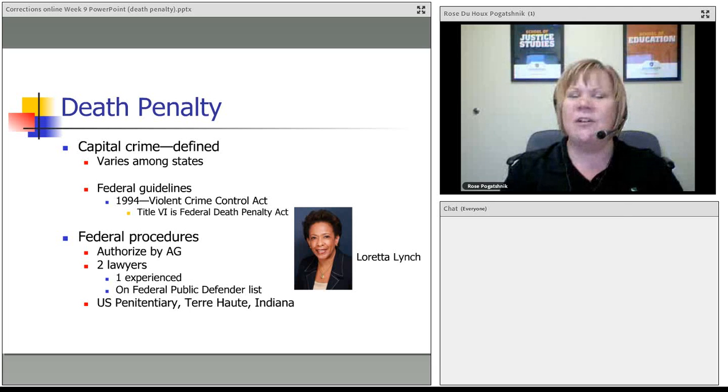However, if the Attorney General authorizes the death penalty, basically that defendant then is entitled to having 2 lawyers in their defense, and yes, taxpayer dollars will pay for those. One of them has to be experienced in death penalty cases, and they both must be on what we call the good list, in that they're approved for federal public defenders, so they don't have anything pending against them like malpractice or anything like that. All federal inmates are housed in the same prison. It's a U.S. penitentiary in Terre Haute, Indiana, where all federal death penalty inmates are going to be housed.